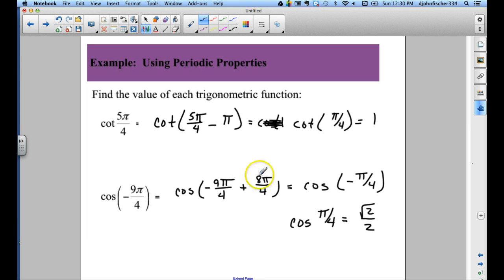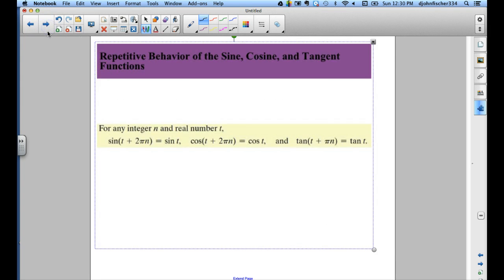As you can see, these will get a little more in-depth as we move along here. It's going to get a little harder, and there's going to be a lot of little rules that you're going to have to remember as we go through them. And this is kind of the same rule again. The period of the sine is 2 pi n, 2 pi n for cosine, and tangent's pi. Same kind of rule.